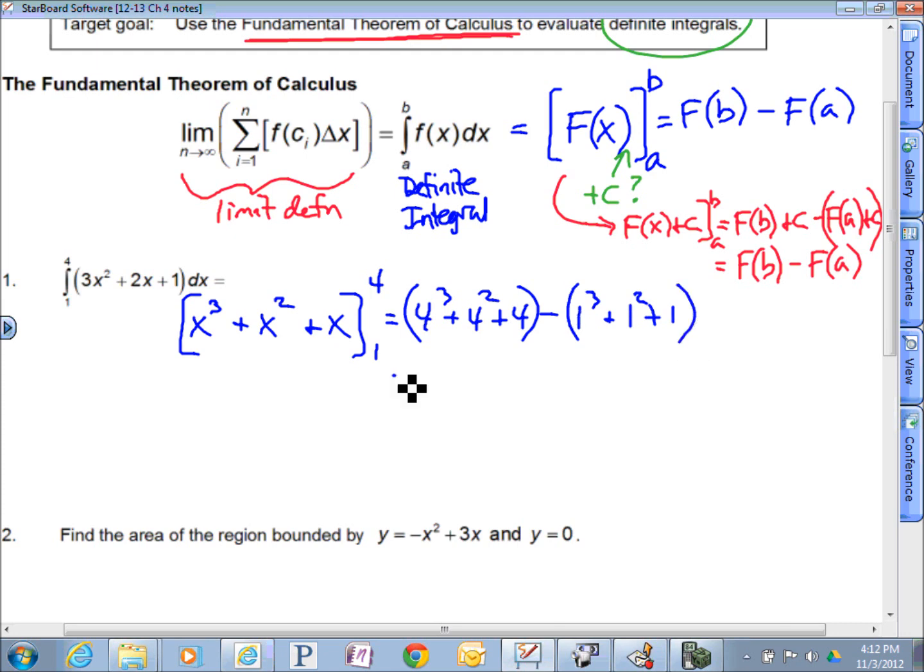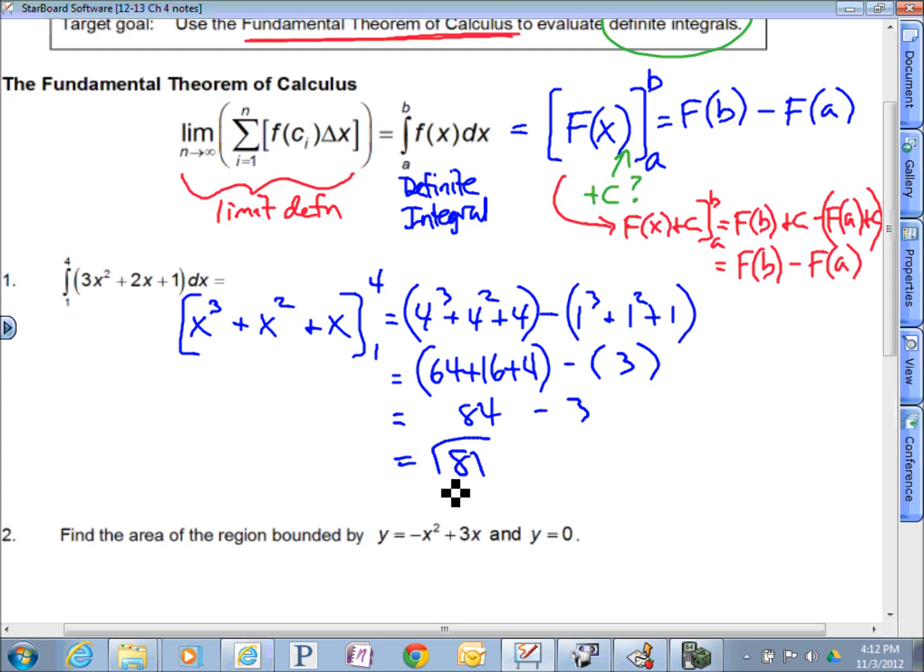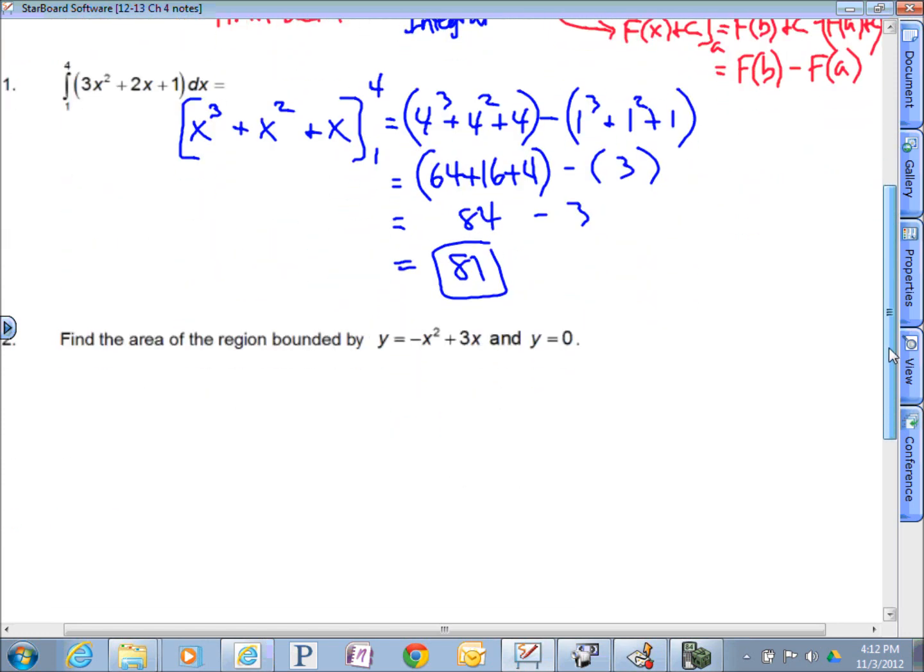So what do we have? 4 cubed is 64. 64 plus 16 plus 4 is going to be 84 when we plug the 4 in there, minus 3 when we plug the 1 in there. What's the area under this curve? 81. And we never had to find delta x or right endpoints or any of the rest of that kind of stuff. Fundamental theorem of calculus. We're going to use it a lot. I hope you like it.